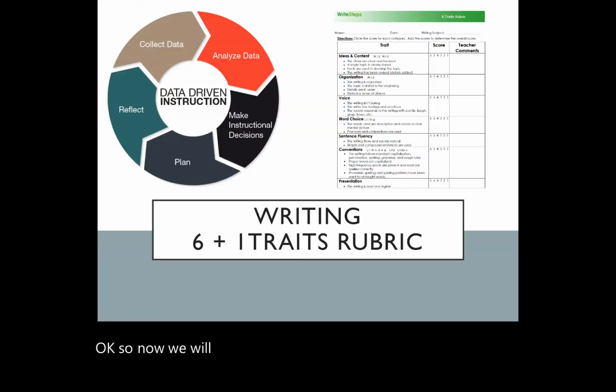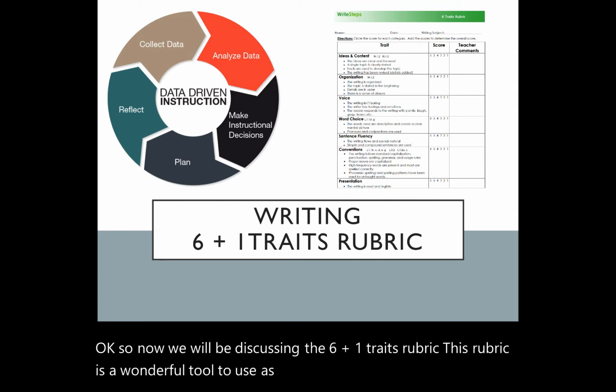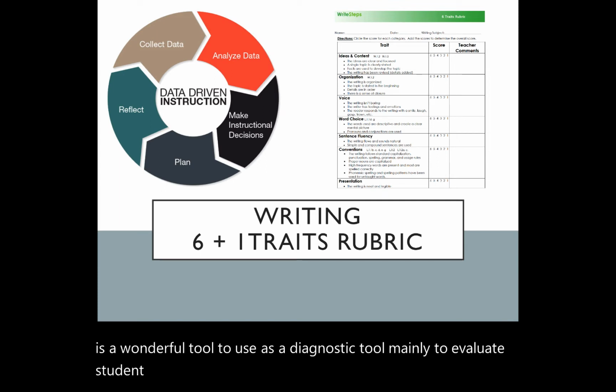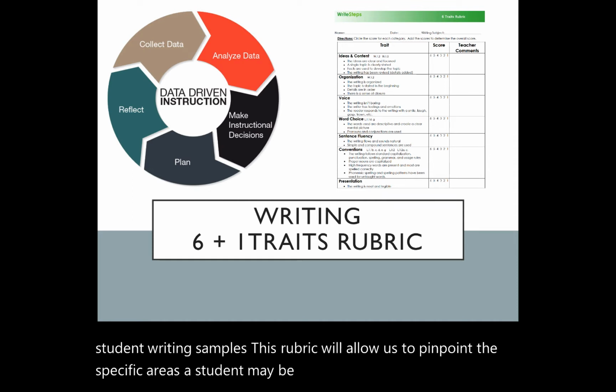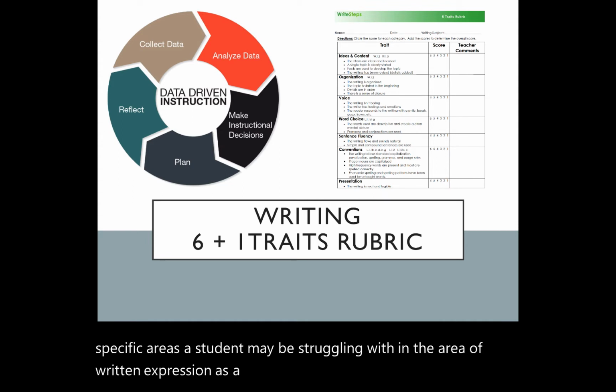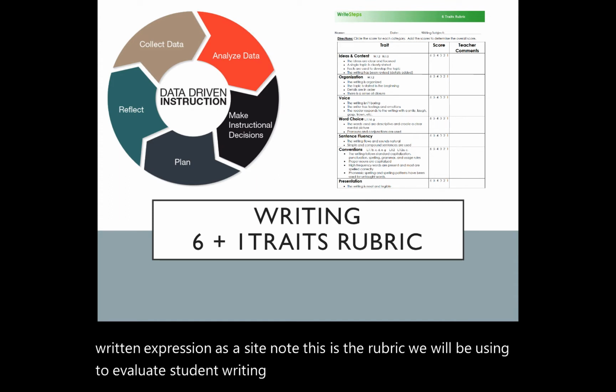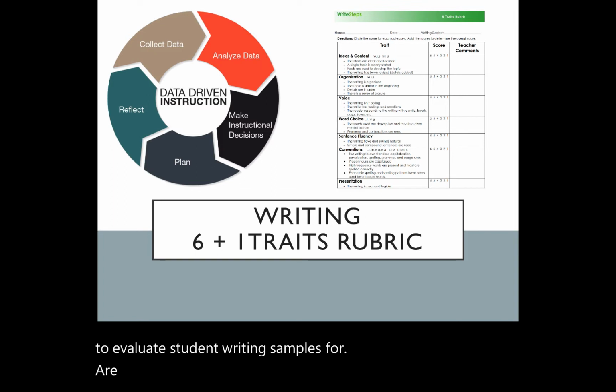Discussing the 6+1 traits rubric. This rubric is a wonderful tool to use as a diagnostic tool, mainly to evaluate student writing samples. This rubric will allow us to pinpoint the specific areas a student may be struggling with in the area of written expression. As a side note, this is the rubric we will be using to evaluate student writing samples for our AT writing assignment that is due at the end of the semester.